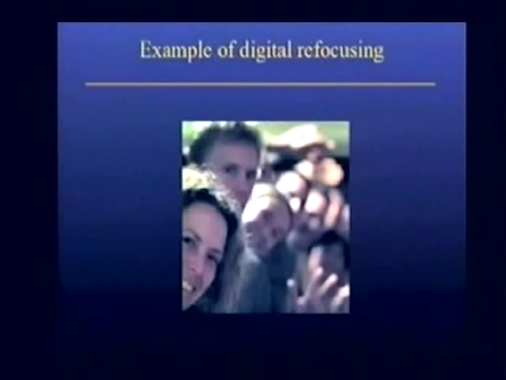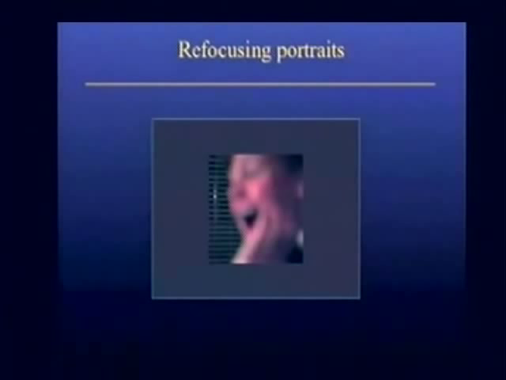So here's what that looks like. We're at a party. We're focused on her. But by changing which pixels we add together, we can change the focus to him, to her, and then so on back. So here's one of my favorite examples. It's an autofocus camera. It accidentally caught the Venetian blinds, as these autofocus cameras often do. But we've recorded enough extra information that we can fix the focus after we take the picture.